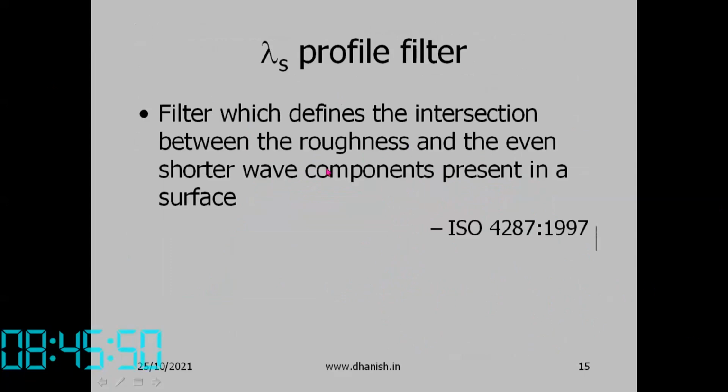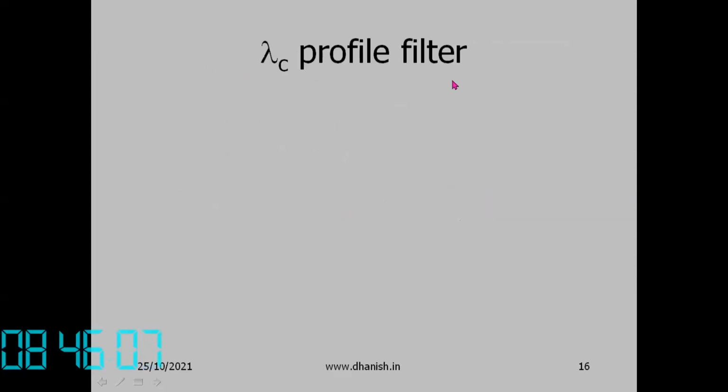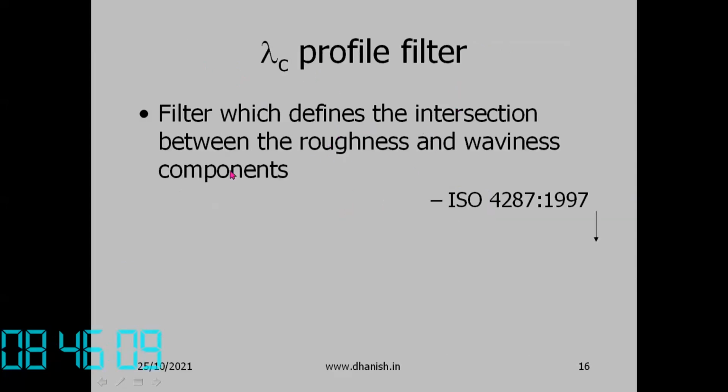The lambda s profile filter is the filter which defines the intersection between roughness and the even shorter wave components present in the surface. Ideally, we should filter out wavelengths smaller than lambda s. The lambda c profile filter is the filter which defines the intersection between the roughness and waviness components.